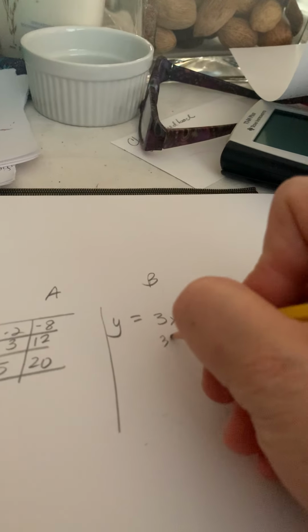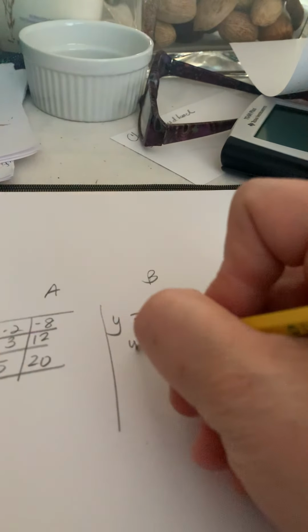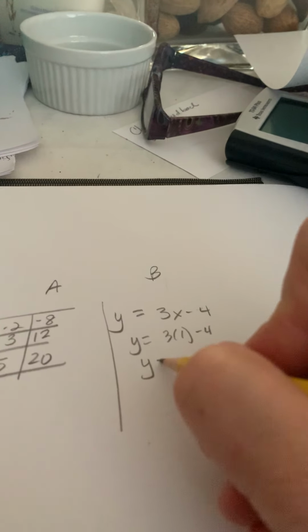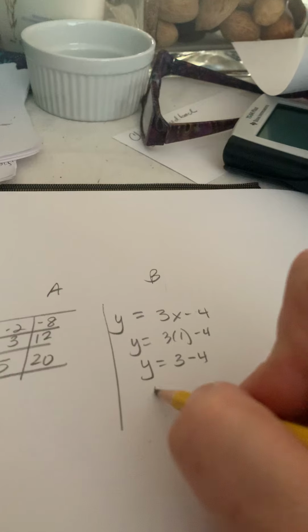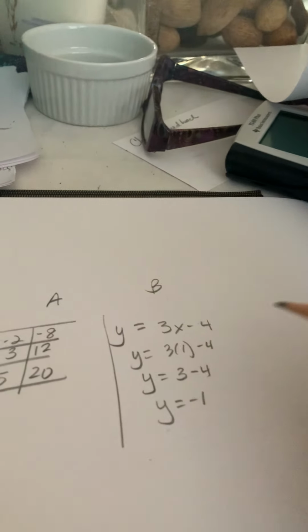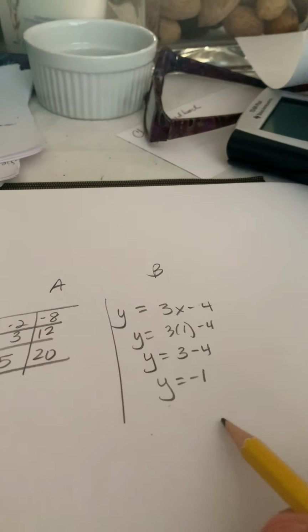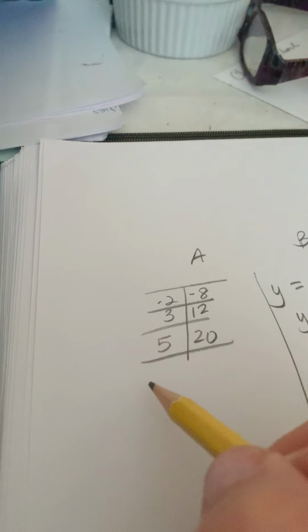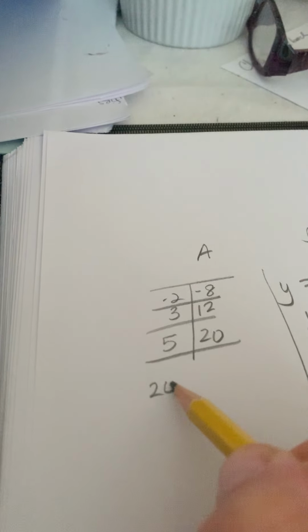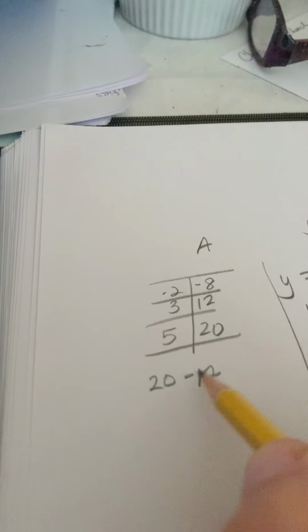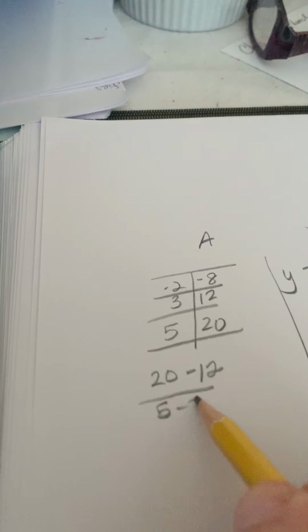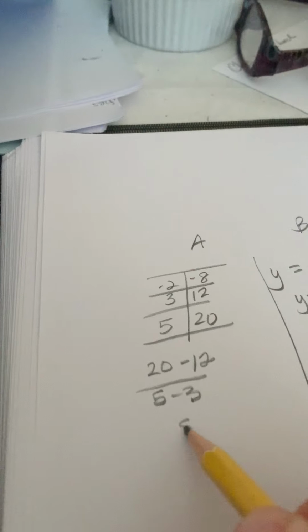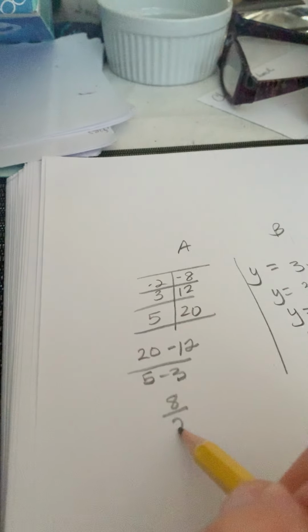Okay, so when x is 1, then the output is 3 minus 4, so y is negative 1. So that one's easy. This one's going to be a little trickier because you need to get to the equation. So we're going to do slope first. We're going to do 20 minus 12 over 5 minus 3. So you're going to have 8 over 2, which is 4.